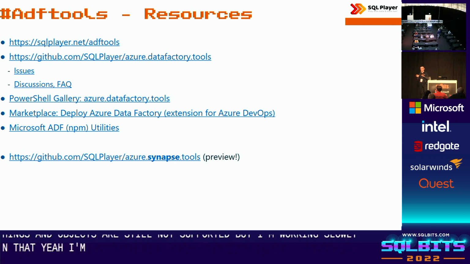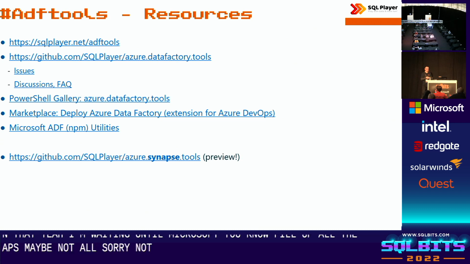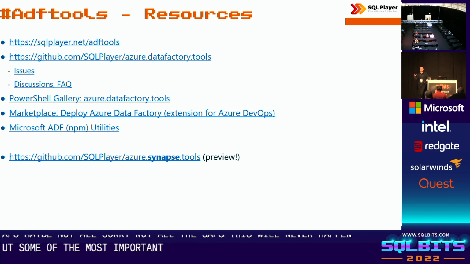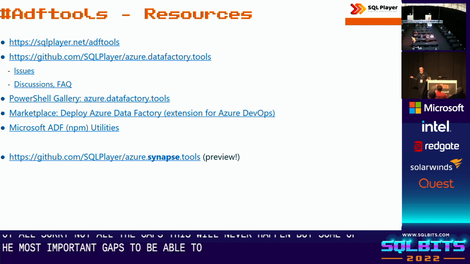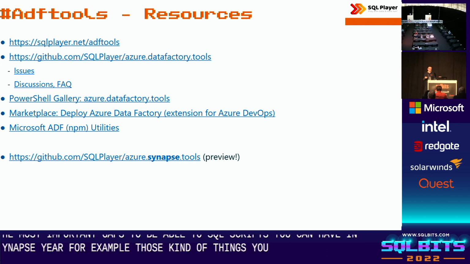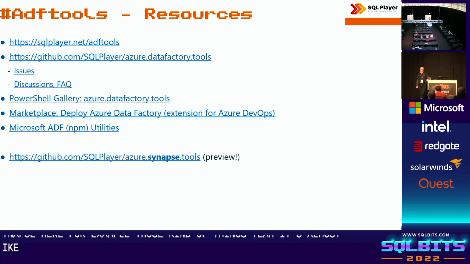I'm waiting until Microsoft fills up all the gaps. Maybe not all the gaps, sorry, this will never happen. But some of the most important gaps, to be able to deploy the additional objects that you don't have in Azure Data Factory, like the notebooks, for example, or SQL scripts, which you can have in Synapse. It's almost there. It will probably take another maybe 2 months. I don't know. It will be a partly supported preview version.